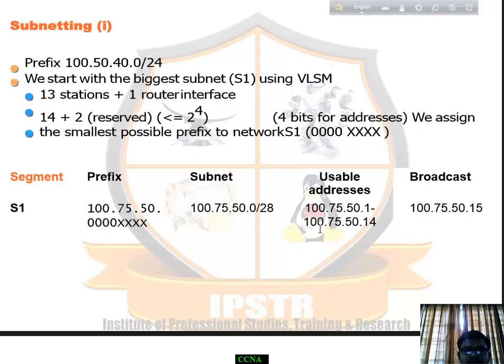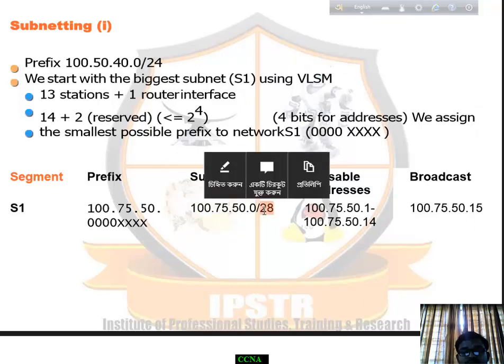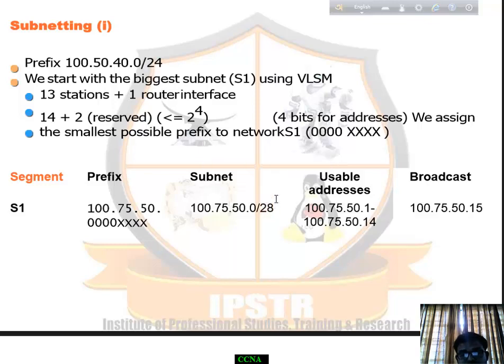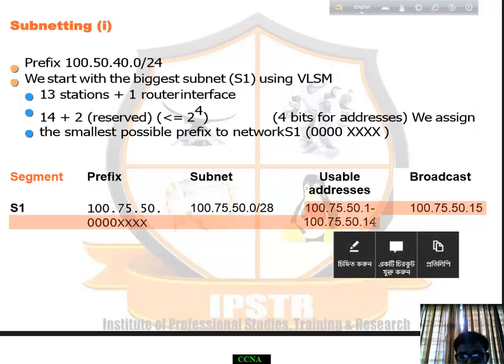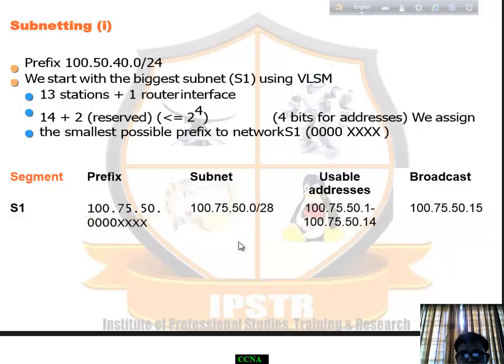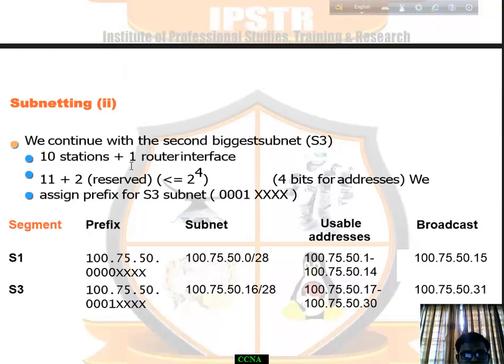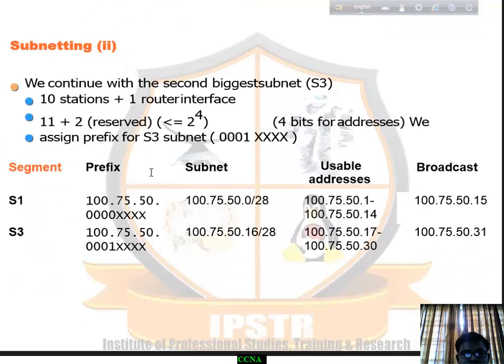Okay, we can get this subnet easily. When we borrow 4 bits for this net, then we will get acceptable IPs for the hosts for the topology S1. Okay, then another subnetting technique for S3.